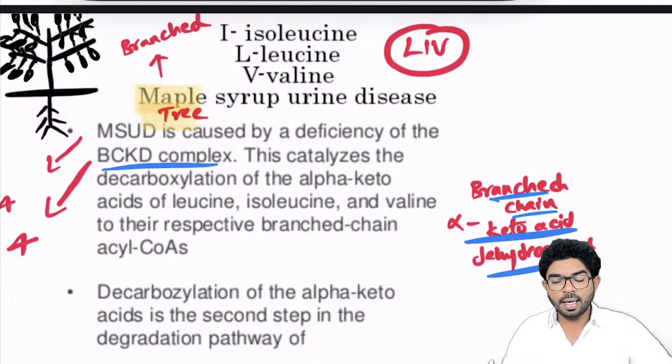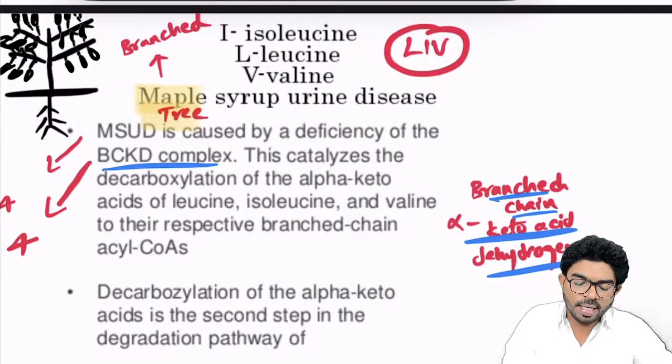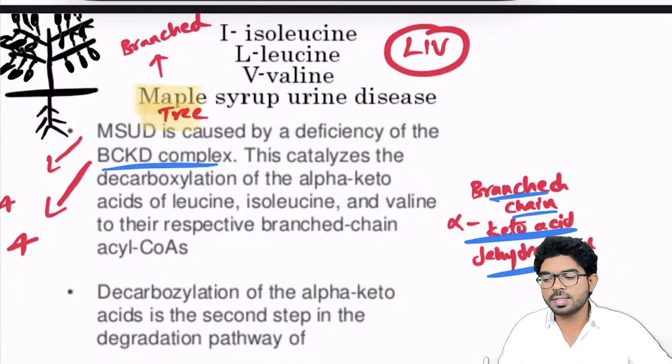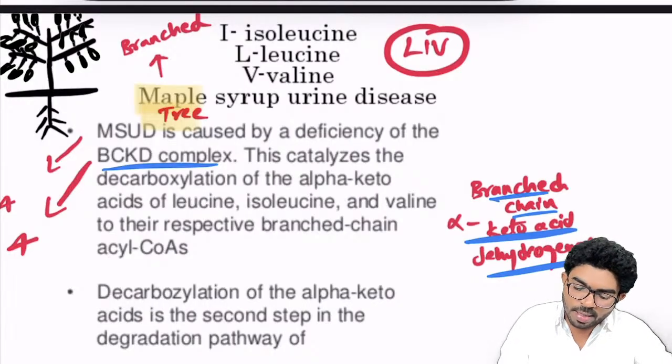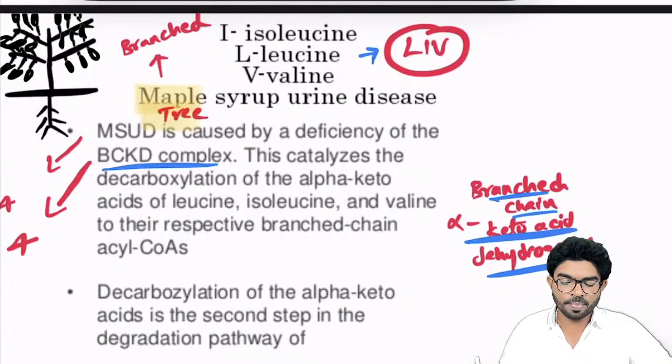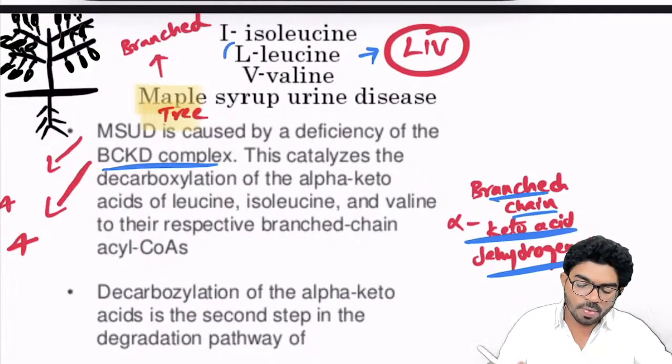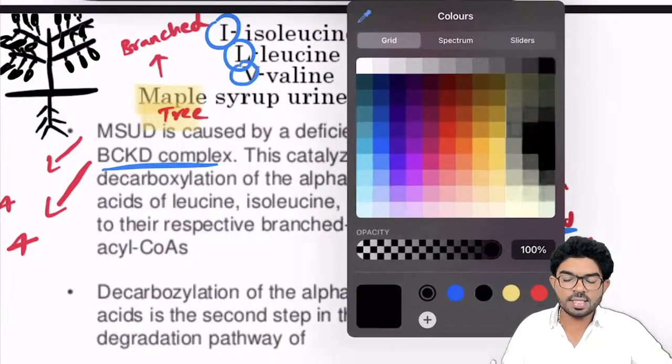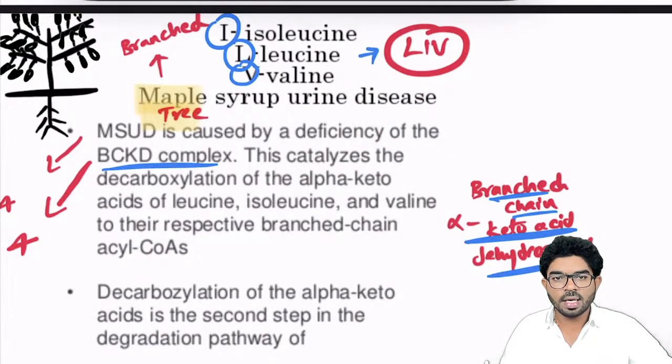Okay, and in the discussion part we have covered that branched chain amino acids are basically going to start with, you see, trees there. A tree is going to give us oxygen with which we are living. So you can remember the branched chain amino acids start with the letters LIV. That's L for leucine, I for isoleucine, and V for valine. So these are the branched chain amino acids in this particular maple syrup urine disease.